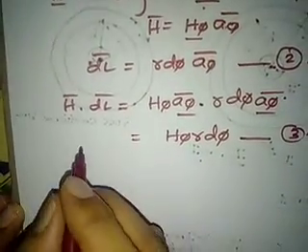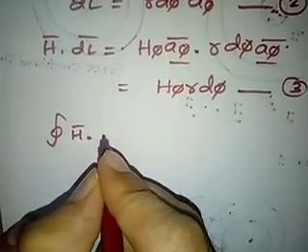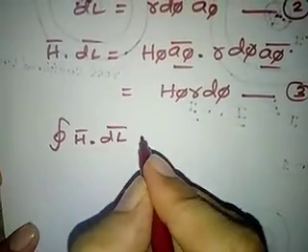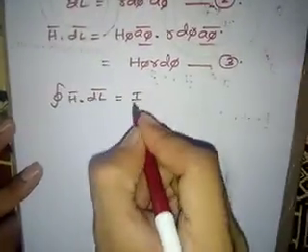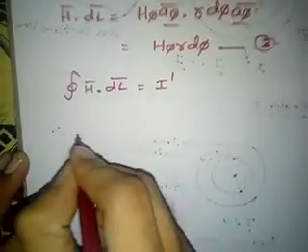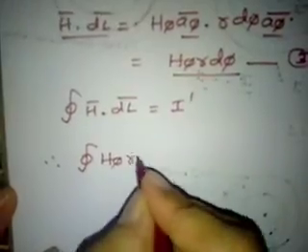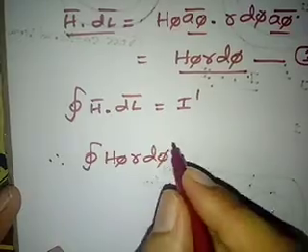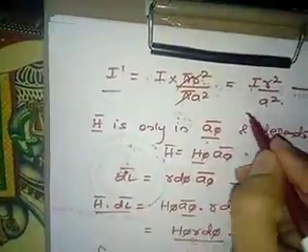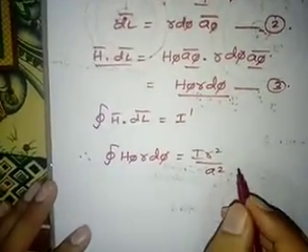According to Ampere's circuital law, we know that the closed line integral of the magnetic field intensity with respect to the length dl bar is equal to the current enclosed. Here the current enclosed is I dash that we have considered. So the closed integral of h bar dot dl bar is, just now we got the equation, h phi r d phi. So this is equal to I dash. What is the equation for I dash we have got? I dash is I r square by a square.